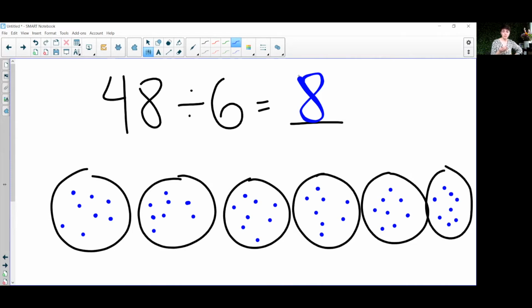But you ask yourself here, what's the problem, right? What is the problem with using this method? The problem with using this method is it does take a really, really long time. But the great thing about it is that it makes perfect sense. You take a big group and you break it down equally among all the groups.